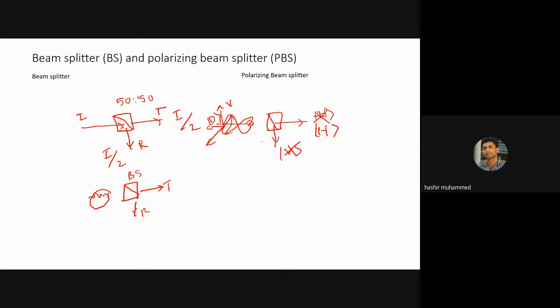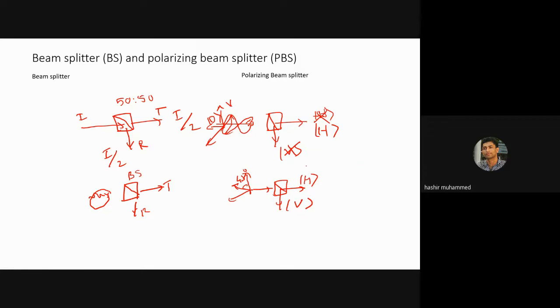So then again, let me ask you the question again. If you send a single photon that is diagonally polarized, you have a PBS, and the light is, say for example, 45 degree polarized, which has, of course, horizontal and vertical components. What will happen to that single photon? Same way like BS, we don't know if it is horizontal or vertical beforehand.